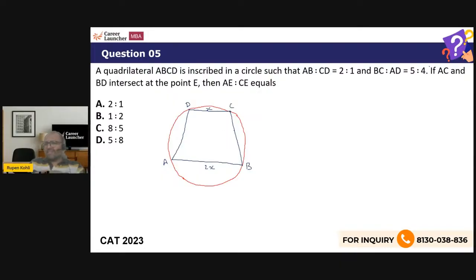Because there's another ratio, I want to clearly demarcate the two ratios. This is 2 is to 1, so 2x and x, and BC is to AD is 5 is to 4. So if this is 5y, then this is 4y. And you need to now join the two diagonals AC and BD, and they are given to be intersecting at the point E. Perfect. And you are asked to find AE is to CE. So that is your figure.